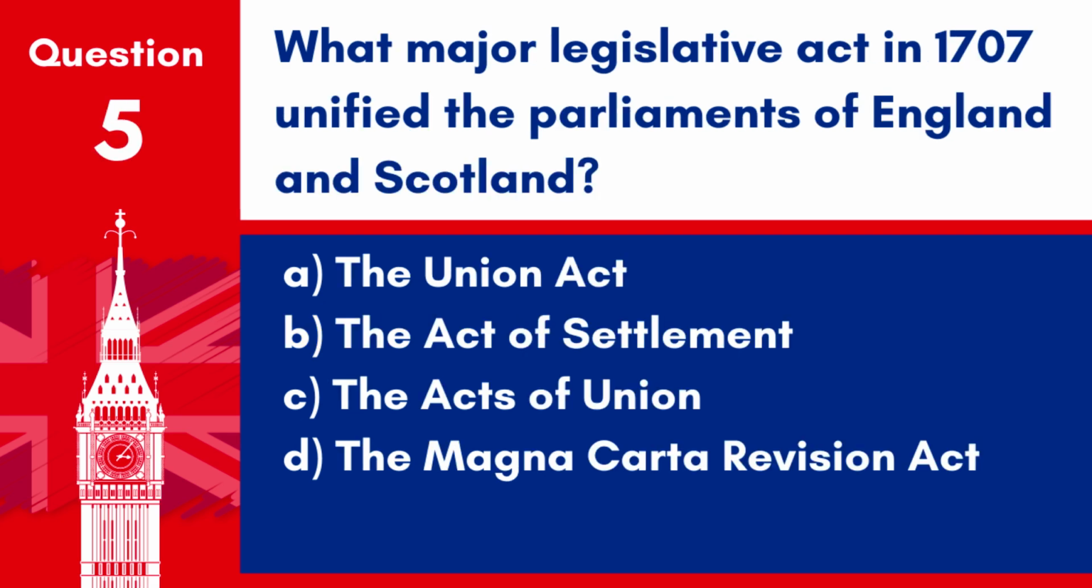Question 5. What major legislative act in 1707 unified the Parliaments of England and Scotland? A. The Union Act. B. The Act of Settlement. C. The Acts of Union. D. The Magna Carta Revision Act. Answer. C. The Acts of Union. The Acts of Union in 1707 unified the Parliaments of England and Scotland.